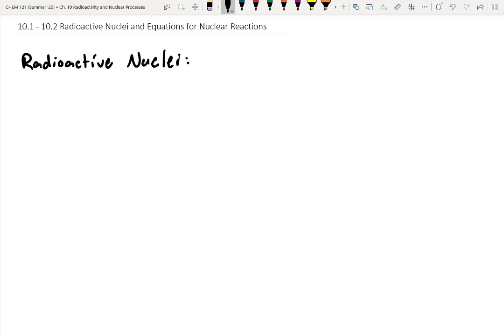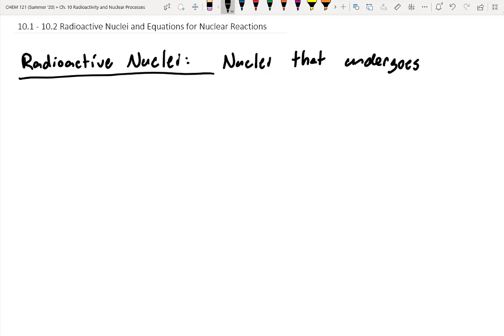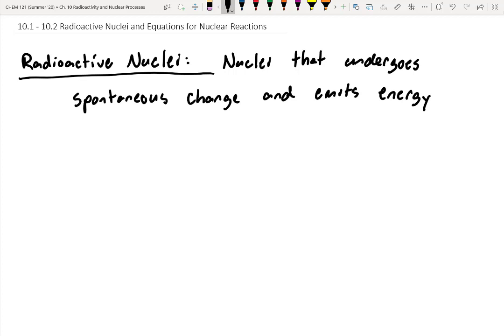I'm sure most of you have heard of radiation before, but maybe you haven't really thought much about it. But a radioactive nuclei is a nuclei that spontaneously decays. So it's a nuclei that undergoes spontaneous changes, and it emits energy in the form of radiation.